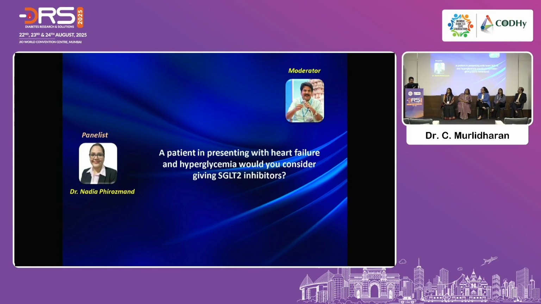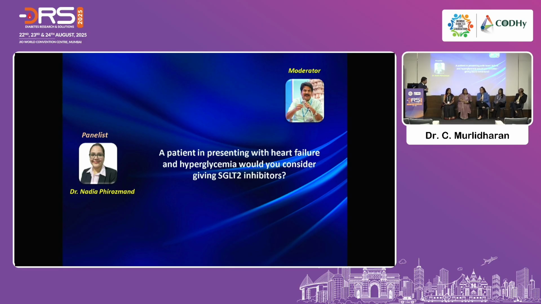Dr. Nadia, a patient with heart failure and hyperglycemia in the inpatient setting. In the outpatient setting, you used to give SGLT2 inhibitors, DAPA or EMPA, for the cardiovascular benefits and the prevention of heart failure hospitalization, everything. The same patient with acute heart failure, when admitted with hyperglycemia, what is your takeaway? Will you continue the DAPA or EMPA, or initiate, or withhold? What is your opinion? Thank you, sir.